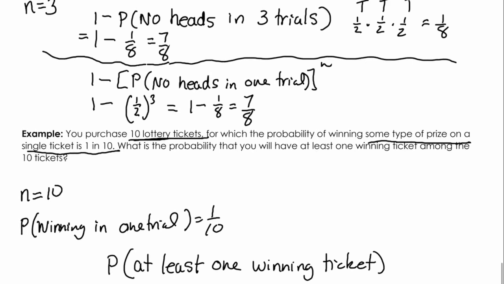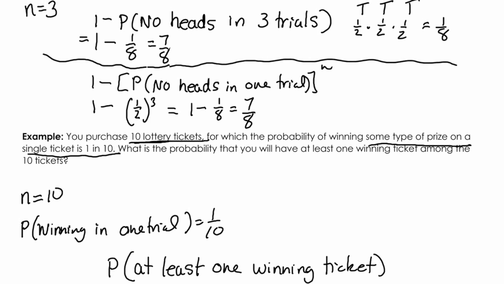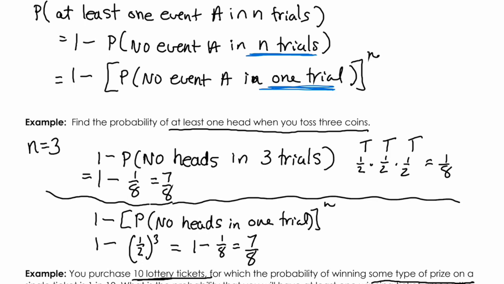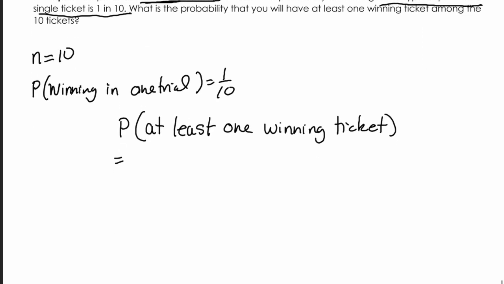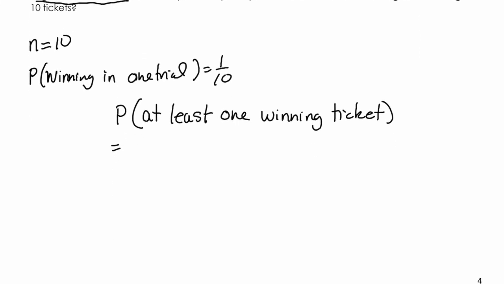Now, if we scroll back up and look at our formulas, in order to use these formulas, I need to know one of two things. I either need to know the probability that I don't win in 10 trials, because we're talking about 10 tickets, or I need to know the probability that I won't win with one ticket. Well, we have the information for the second formula, but not the first.